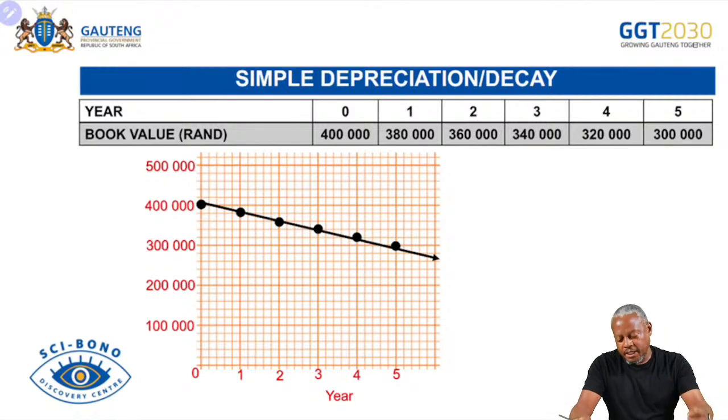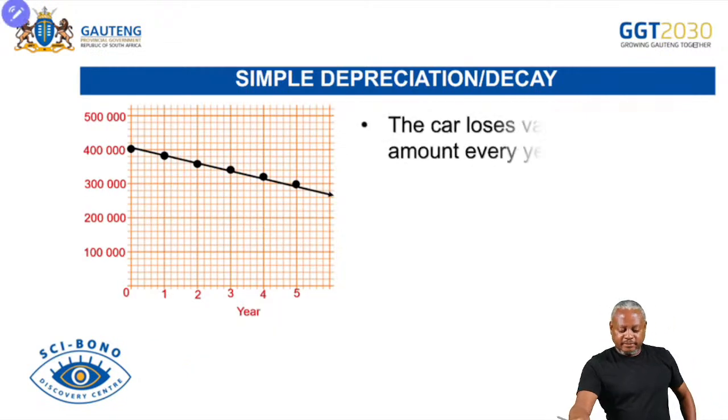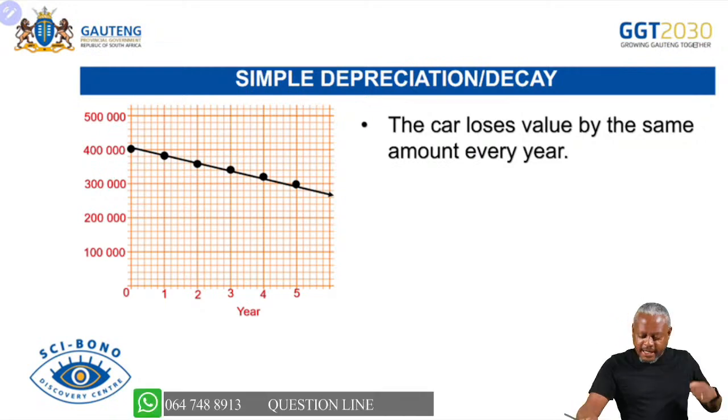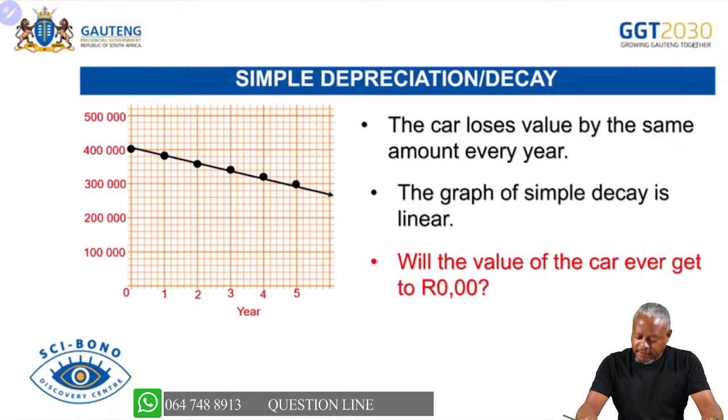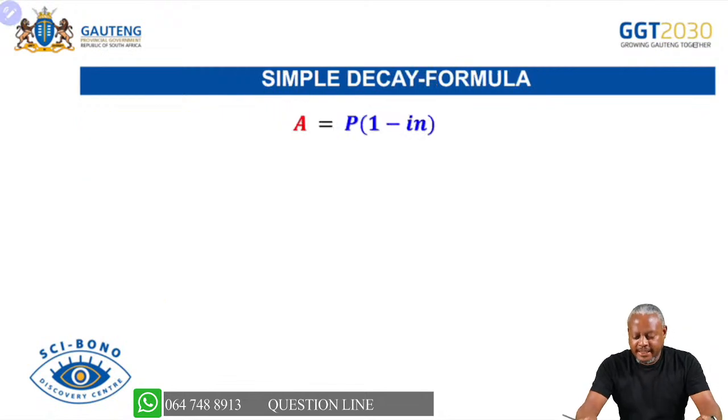And then because of depreciation, it can be a car, it can be anything, moving vehicles. And then here it is. So the car loses value by the same amount every year. That's what we learned. How much amount? I think it was 20,000 rand. Then the graph of simple decay, it's linear. It's linear, it means straight. And then will the value of the car ever get to 0? Oh, I don't know, but I don't think so. But it does.